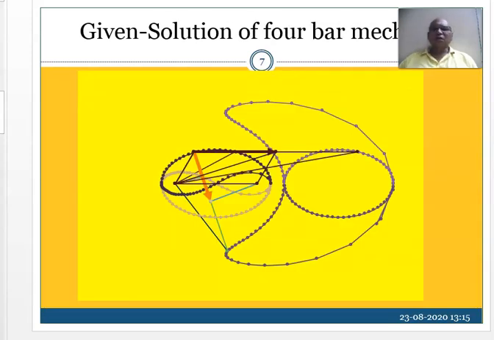So this will be the mechanism, and this is shown. This is, you can say, the solution of this 4-bar mechanism, and people are required to model and animate it. So I will show how we can model and animate it.